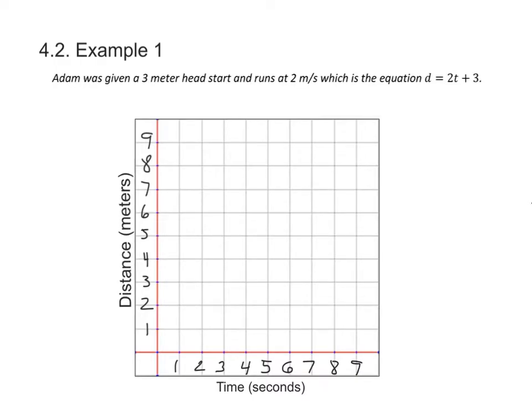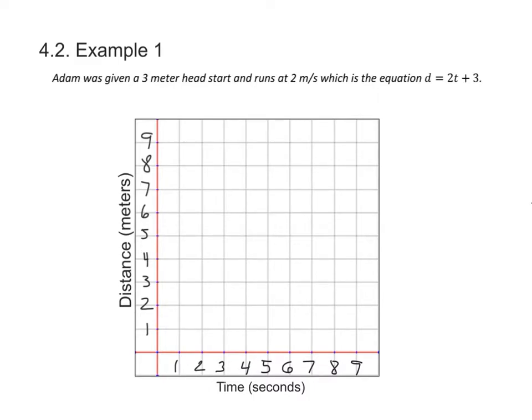For the first 6 problems of the homework you are going to have to graph the situation, either from looking at the equation or by reading the situation and finding out the rate and the y-intercept. So let's start with example number 1 on the first page of your worksheet.